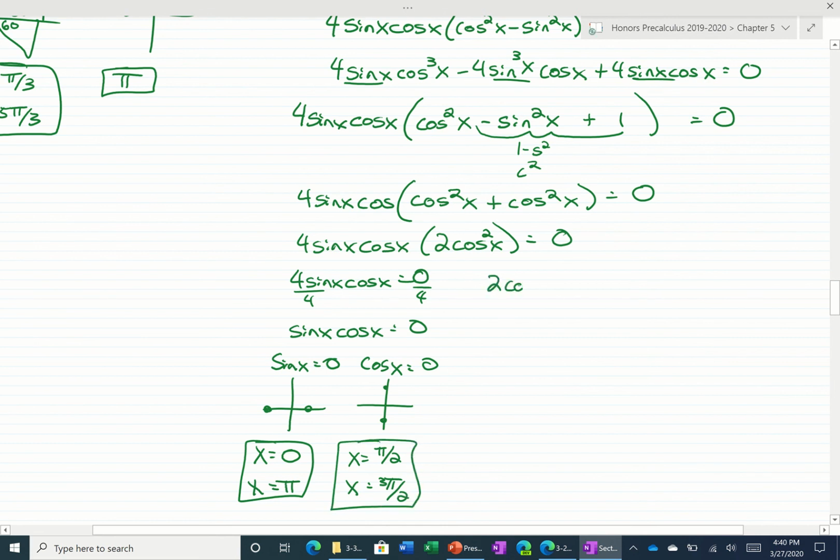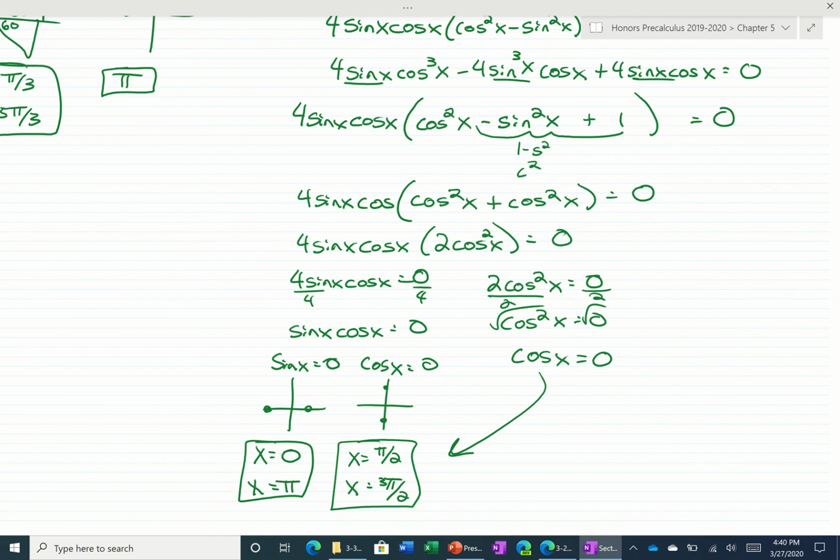When is 2 cosine squared of x equal to 0? Or when is cosine squared of x 0? If we divide by 2, and if we take the square root, when's cosine of x equal to 0? We already did that. So those 4 answers should be the right answer. And this was for number 15.